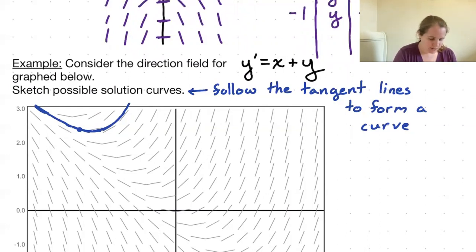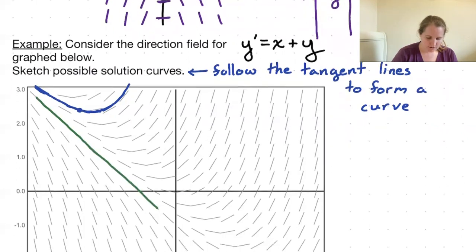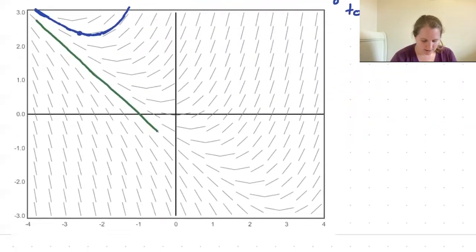If you notice, we have a bunch of lines that just run straight into each other and seem to form a dashed line. So let me pick a new color for that. Along here, it appears we essentially have a dashed line, and our tangent lines just go straight from one to the next to the next. So it looks like that solution is just a straight line.